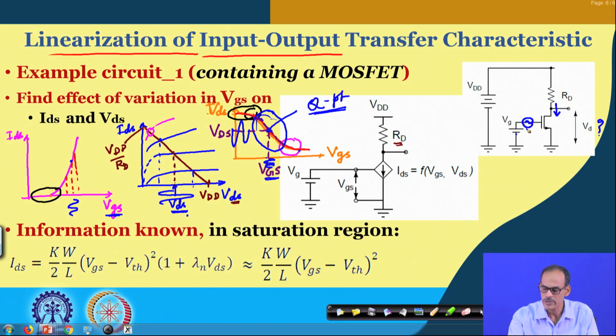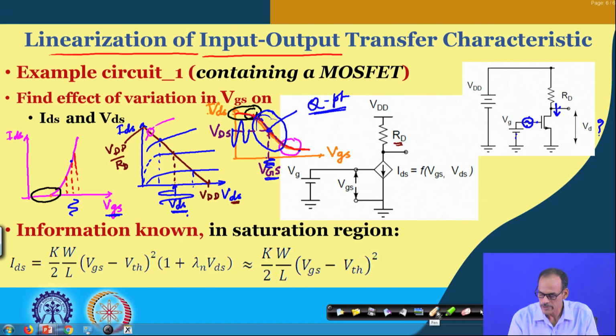Here we are saying that we are changing Vg with respect to a fixed DC voltage, and the variation is restricted so that the effect coming here will be fairly linear with respect to whatever variation we are imposing on the gate voltage.